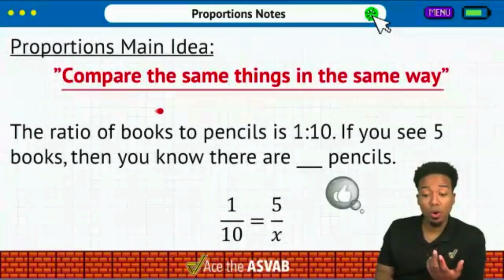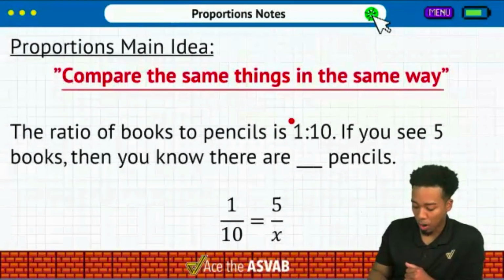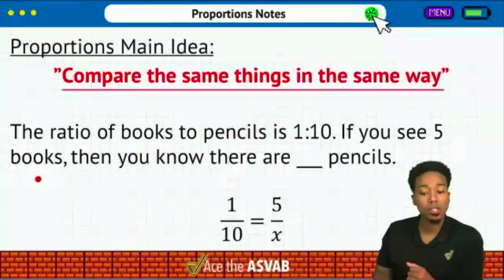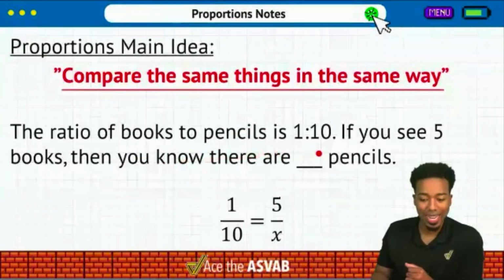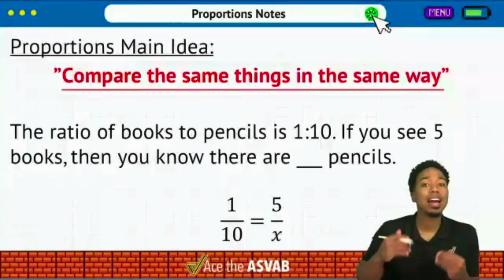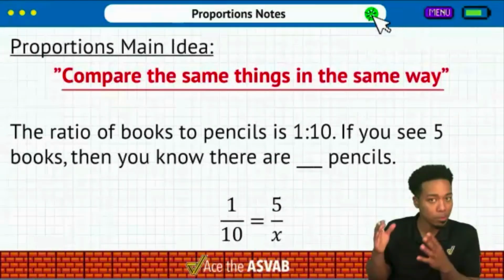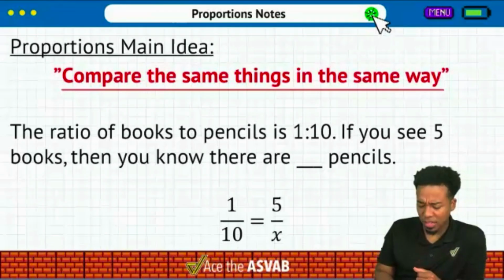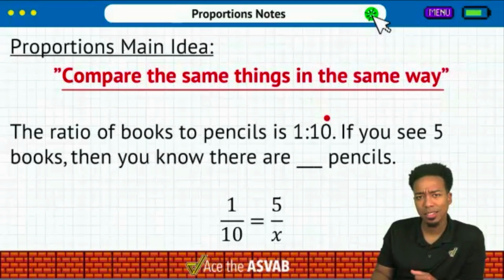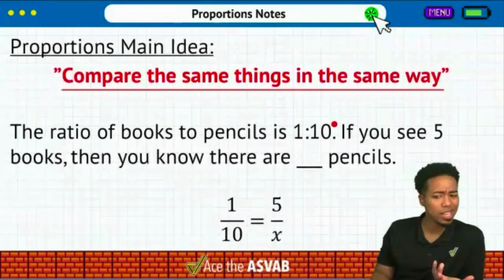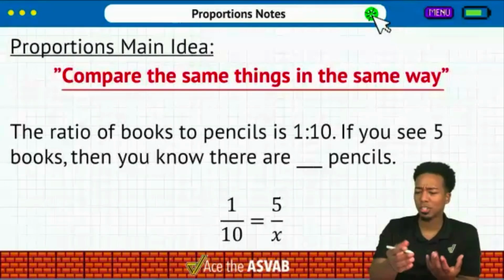The ratio of books to pencils is 1 to 10. If you see 5 books, then you know there are blank pencils. The answer is not so much important here as how we know the setup is correct. So everybody, let's do ourselves a favor. If they say the ratio of books to pencils is 1 to 10, what does the 1 represent? What does the 10 represent? Can someone tell me in the chat box?